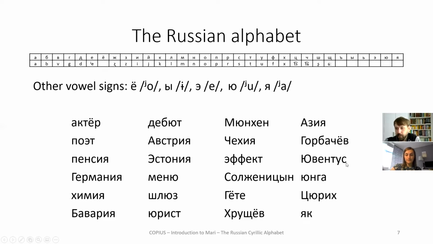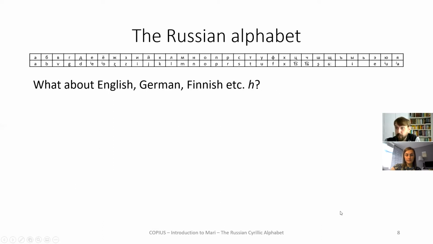Ювентус. Juventus, the Italian football club. Юнга. Okay, so this comes from German, or I can't even remember if German or Dutch, but it's connected with German Junge, which is like boy, and then thus also with English young. And in Russian, it's like a junior sailor. Цюрих. Zurich. Як. Yak. Okay, so that's almost it. We're through the alphabet with two exceptions that we're going to get to, these two symbols that are neither consonants nor vowels. We're going to have a look at them soon.